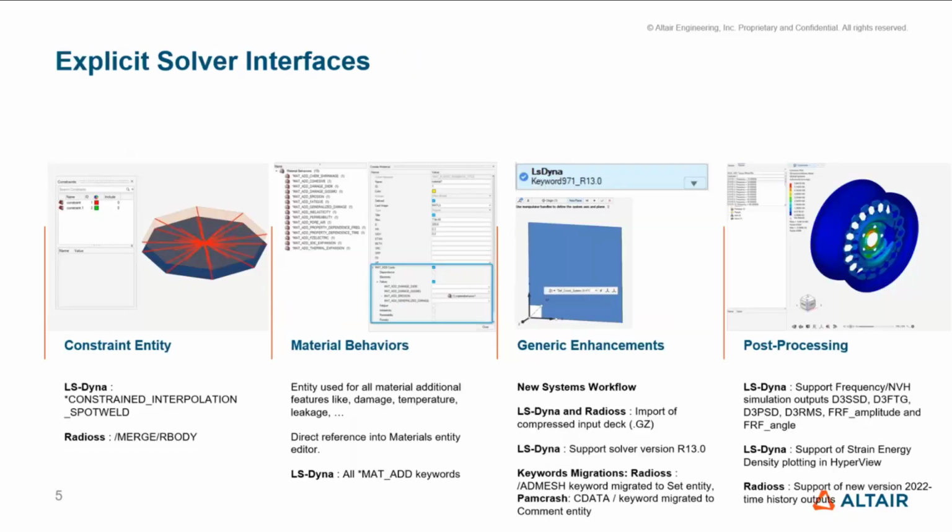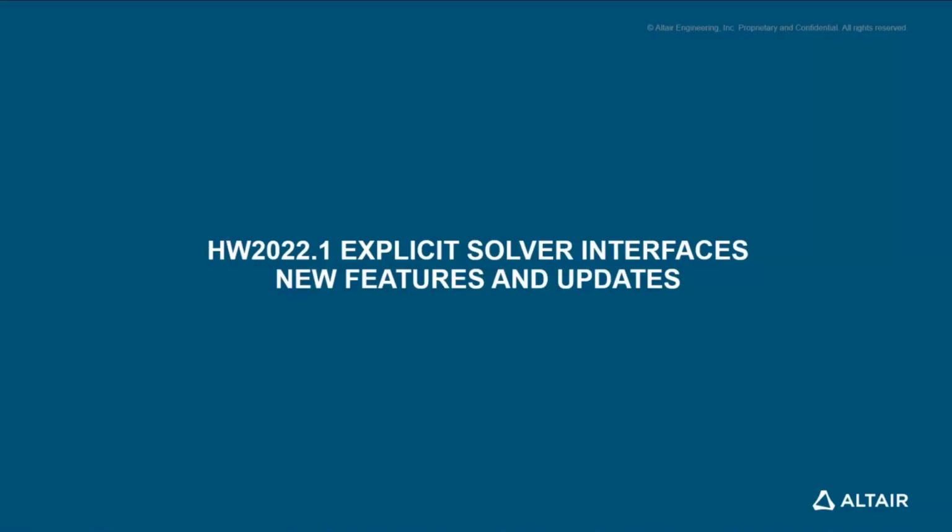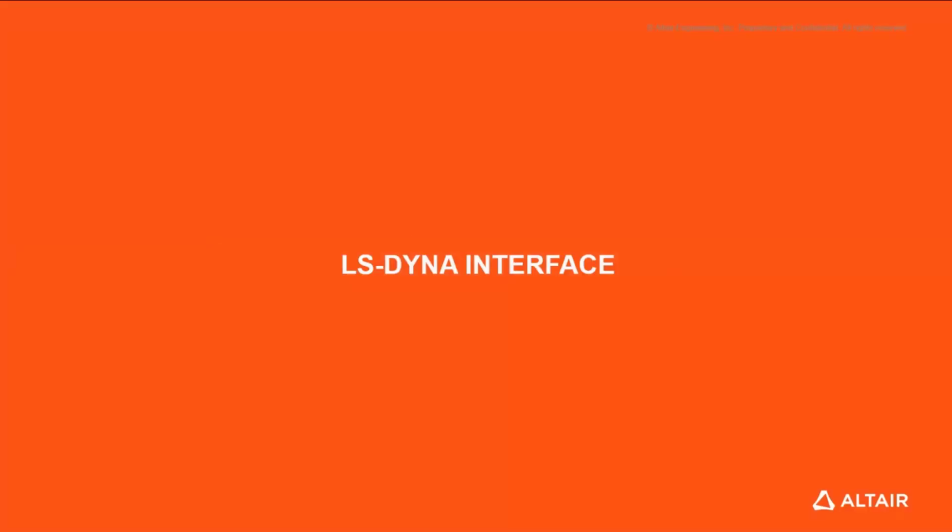And for the explicit solver interfaces, we have new entities introduced, constraint entity, material behaviors, generic enhancements that I will go through, and some enhancement in the post-processing for LS-DYNA and Radioss mainly. So let me go through the details of the most important points. First, starting with the explicit solver interfaces, new features and updates. Let's start with the LS-DYNA interface.